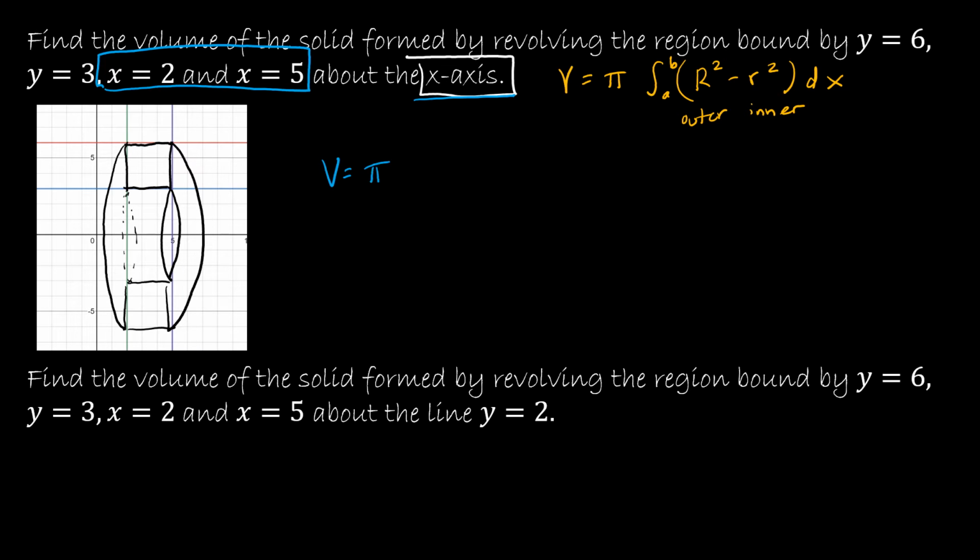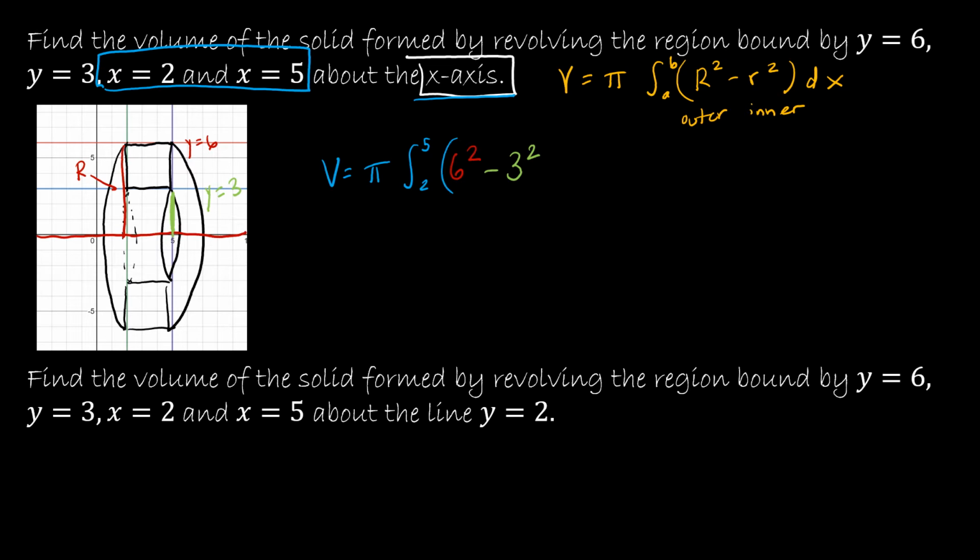So now I have the volume equals, I'm sorry, I forgot pi. Pi times the integral from 2 to 5, and now I have to determine what is big R squared and what is little r squared. Keeping in mind that my axis of revolution is the x-axis, or y equals 0, I'm going to take big R to be this distance, and that distance is just the function y equals 6. And then little r is going to be this distance, and little r is the function y equals 3. So minus 3 squared.